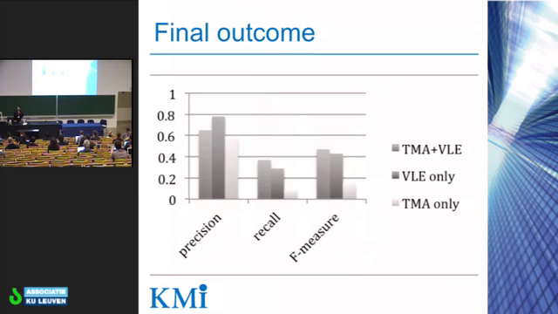Similarly, we were able to predict the final outcome. This graph shows that the best data was the TMA data and the VLE data combined. You could do some prediction with the VLE data only, which was okay. TMA only was not so good overall, but when you combine these 2 data sources, it was very powerful for predicting the failing students.